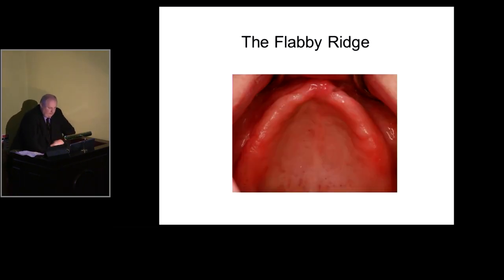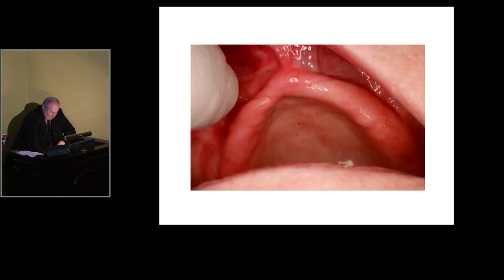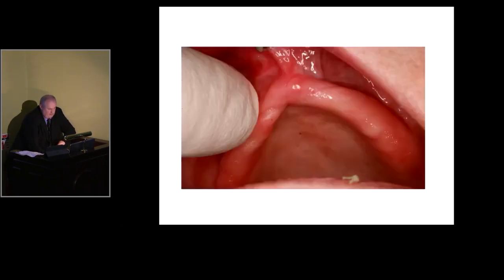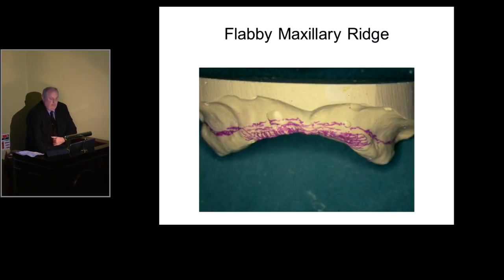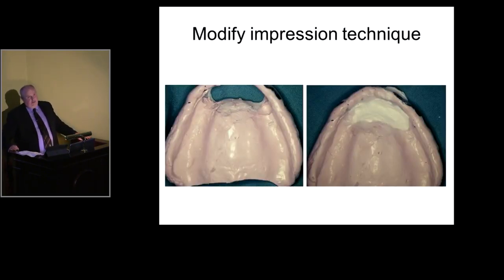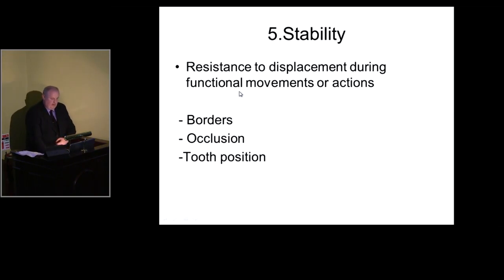So the flabby ridge. So you can see me pretending I have some video on my footage there, and that's that ridge moving. So if you see that, you have to compensate for that by perhaps changing your impression technique. A mucodisplacive technique, such as using alginate, will scrunch up that tissue. It will produce sores. It will accelerate resorption. It will cause disharmonies. So you want a mucostatic impression material, particularly in the area of where the flabbiness is.